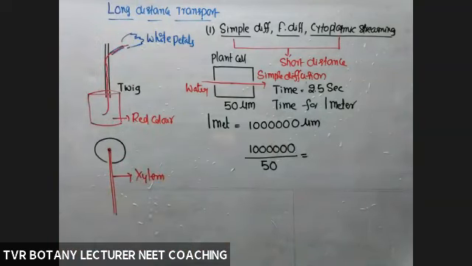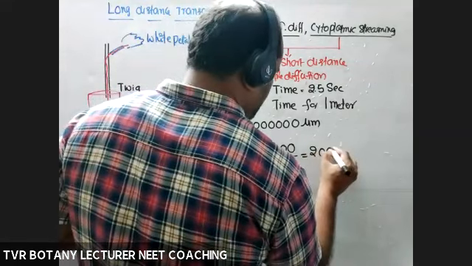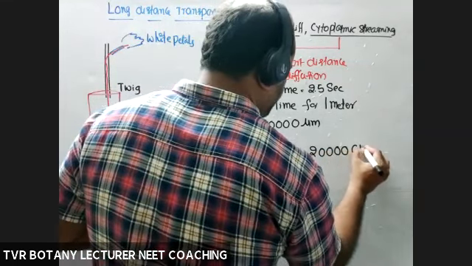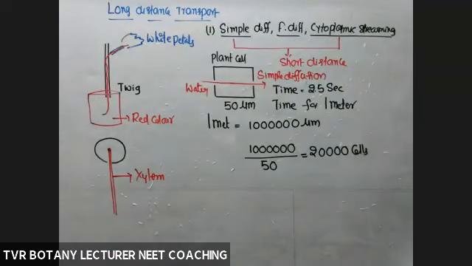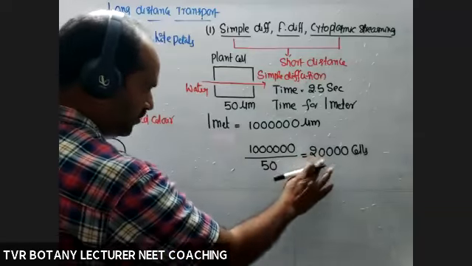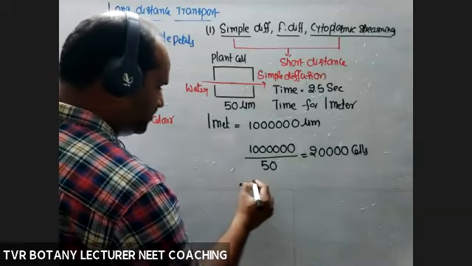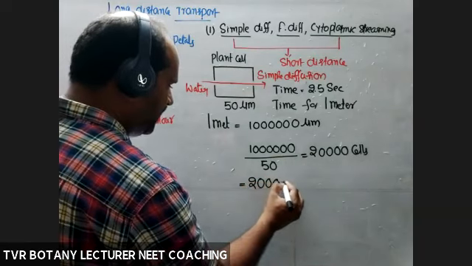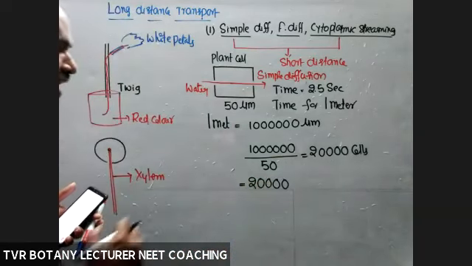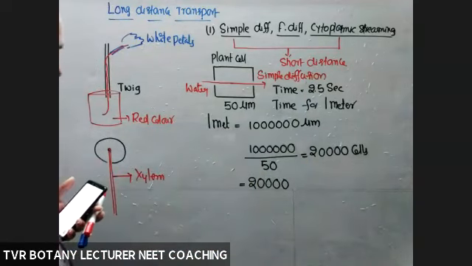So 10 lakh divided by 50. So we will get 20,000 cells. Within 1 meter distance, the total number of plant cells that can be accommodated is 20,000 cells. So now take 20,000 cells. If all these 20,000 cells are arranged end to end, we'll get a 1 meter length of cells.